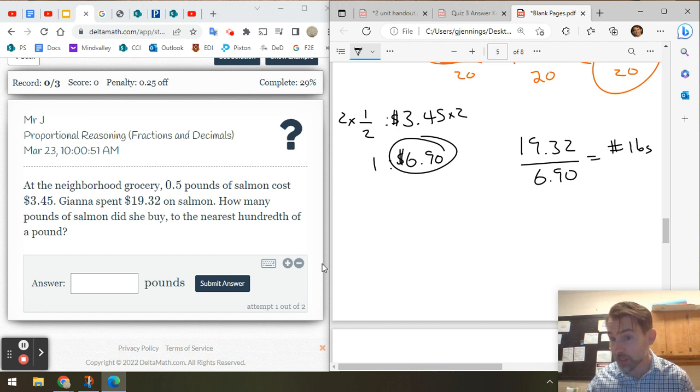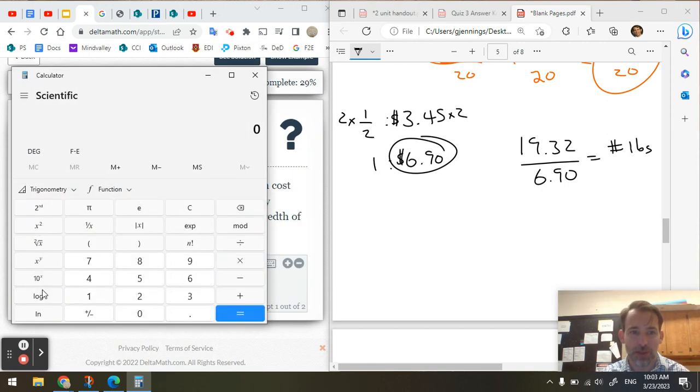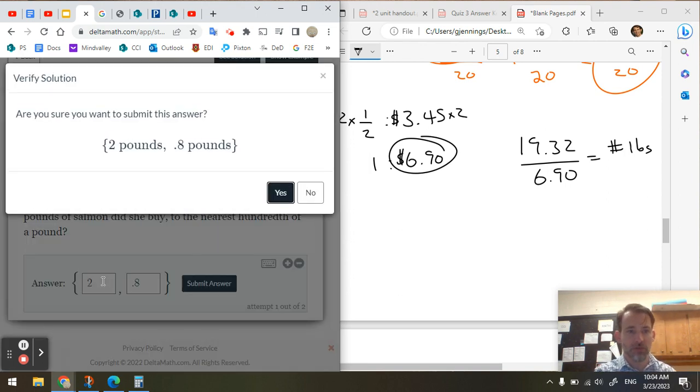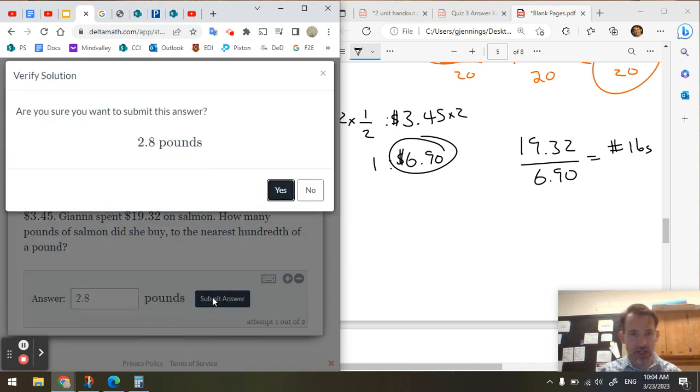This is one way to do it. You could figure out the number of half pounds she bought and then multiply that by half to get the number of pounds she bought, but this way's nicer. So here we go. 19.32 divided by 6.9 equals 2.8 pounds of salmon. She bought 2.8 pounds of salmon. Whoa, no, I put a comma in there by mistake. There we go.